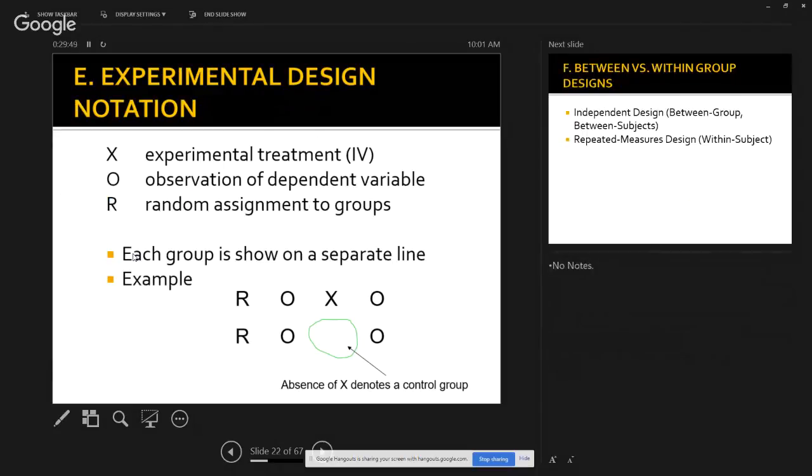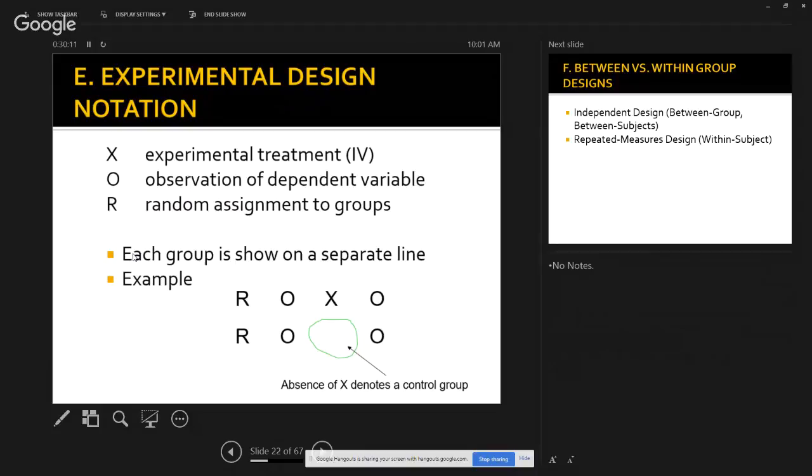Then we have, I've already talked about this, but you just have to understand this again, just in order to get what I'm speaking about next: between and within subjects' designs. So we have X is your experimental treatment, O is observation, R means random assignment. Again, I'm going to emphasize this again.